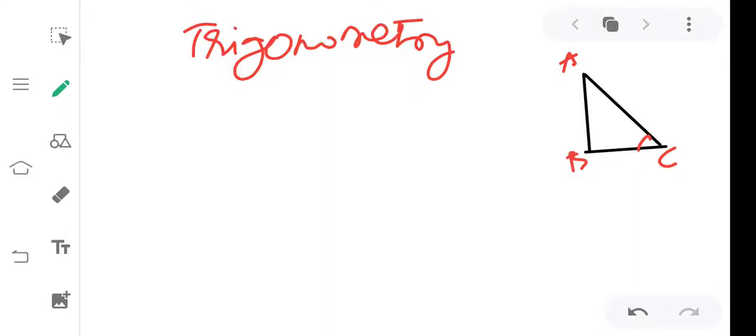Good morning. Today we will continue the topic of trigonometry. So recall what we learned yesterday.